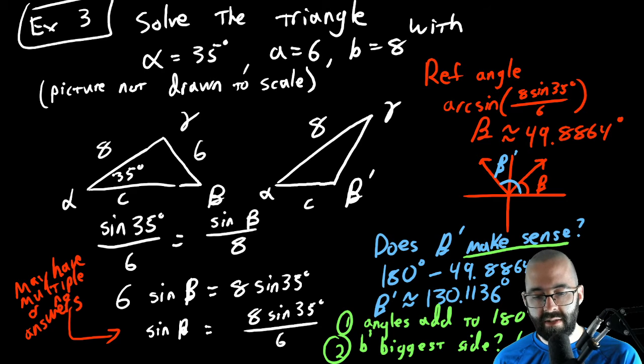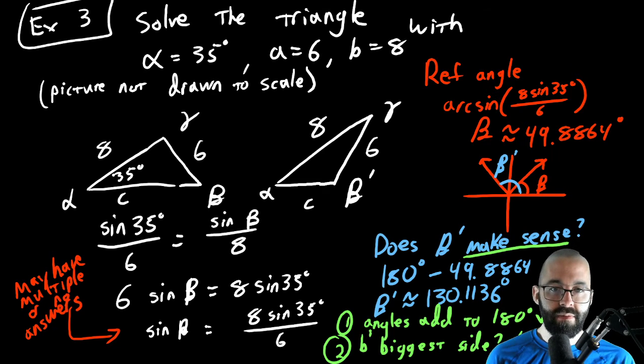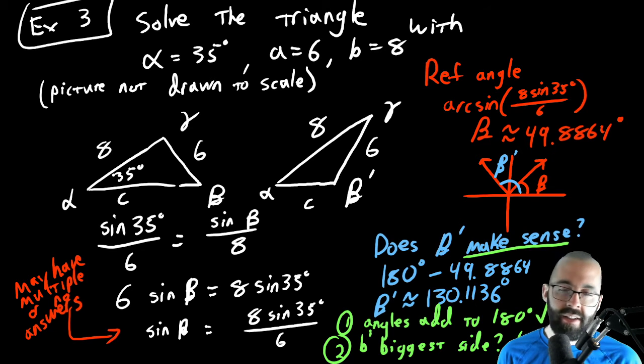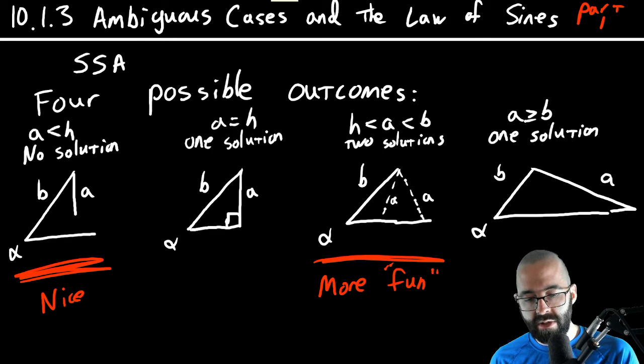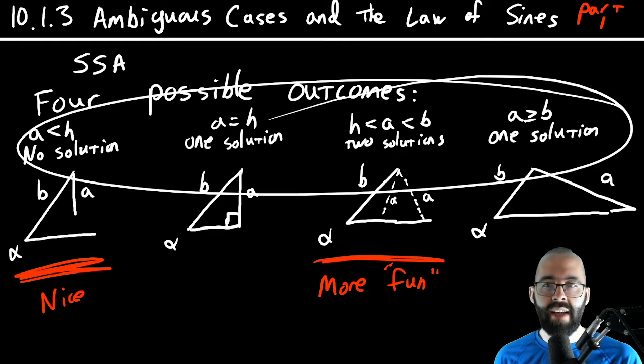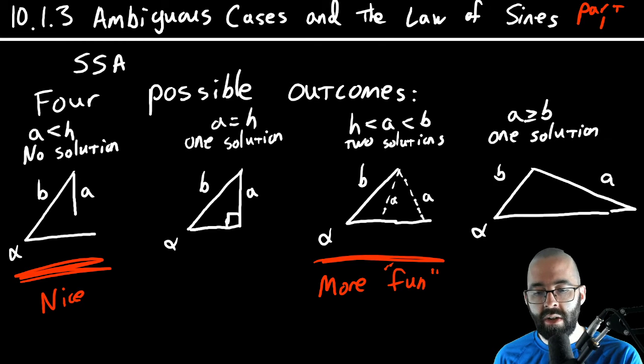B is still the same, and A is still the same. We're going to have two triangles here. And again, the two triangles, this is tricky to find. There are a lot of ways of approaching this. You can calculate H. If you calculate H, you can figure out exactly which situation you're in.